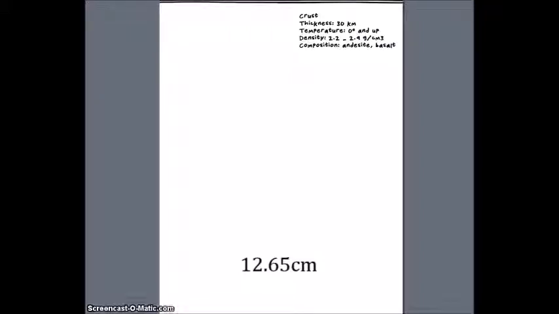So 12.65 centimeters from the top of the page, you're going to draw another line. This represents the lower boundary of your mantle. And you can give that a nice color too. I colored it red. And some information about the mantle. The mantle is about 2,885 kilometers thick.